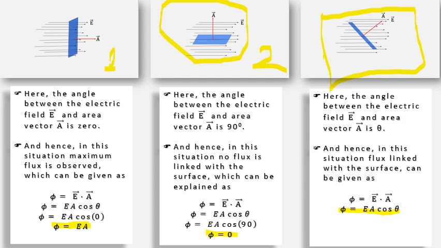So this is flux. We can say that flux is a mathematical concept. It gives us an idea about the number of field lines passing through the given surface perpendicularly. But life is not always as simple as this. We can have some other situations also.